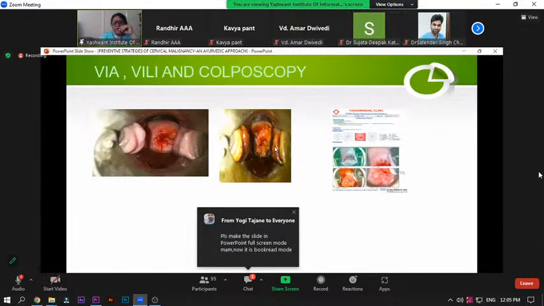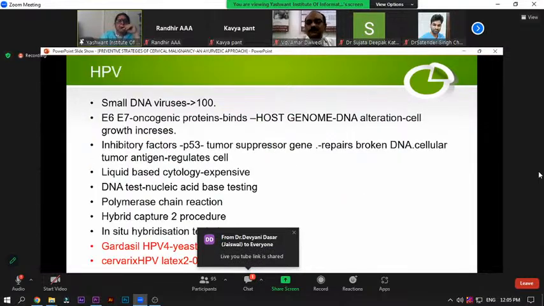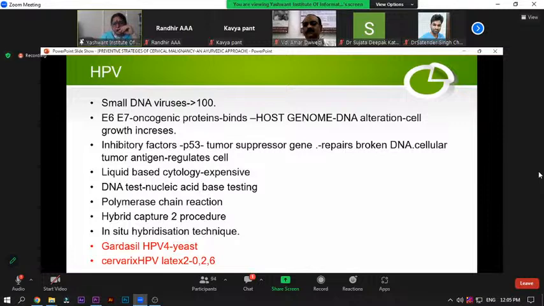The complete transformation zone is removed, then the patient is free of any further development of invasive carcinoma. No need of going for any hysterectomy. So this is about the HPV virus. Nearly 100 viruses are present, but all are not causing cervical cancer.